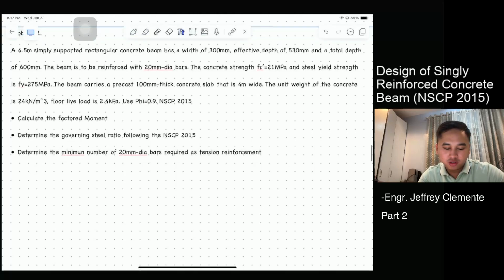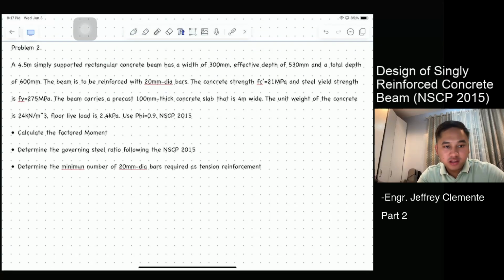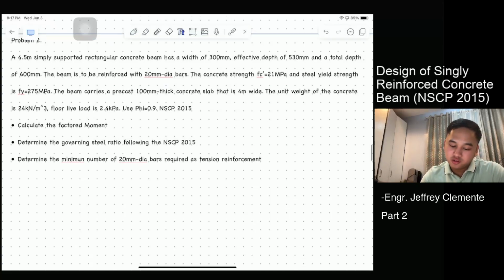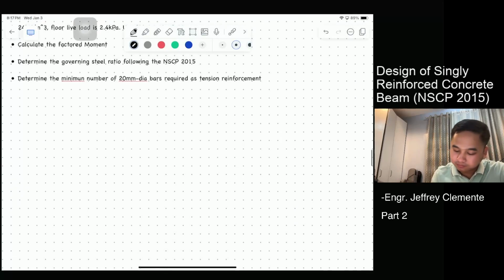So, first, we calculate the factored moment. Second is determine the governing steel ratio. Third is determine the minimum number of 20 mm diameter bars required as tension reinforcement. Okay? So, let's draw first so it is easier for us to understand.